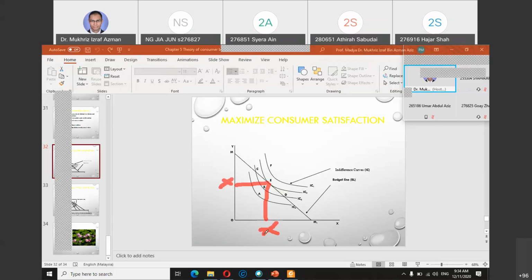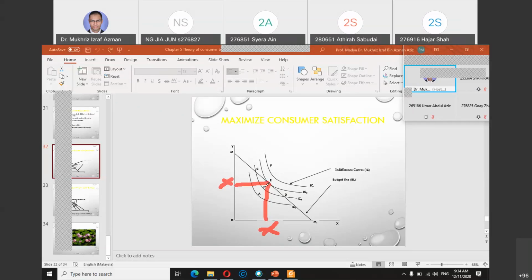So this combination of Y and X, given that your budget line is tangent to the indifference curve, is the best combination that the person can buy given the income that you have, and also the current price of Y and the current price of X. Other than this point, you cannot, meaning that this is the best one possible.